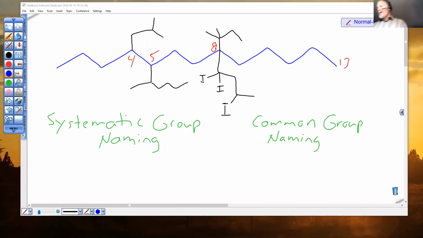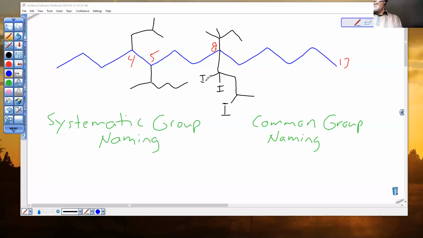All the groups have different methods of naming them. The systematic group naming will cover any group you ever see. Common group naming will cover groups that have patterns, like a V on the end. We're going to learn shortly that's called an iso group. One that looks like it's got a methyl branched immediately, we're going to learn that's called a sec group. A double methyl branched immediately is called a tert group. And this one doesn't have a common group naming. We're going to learn the systematic system for that.